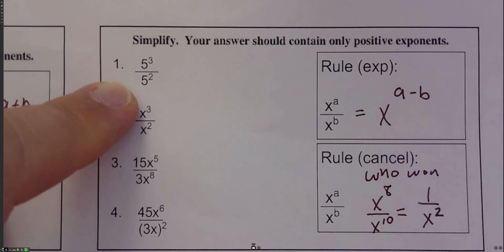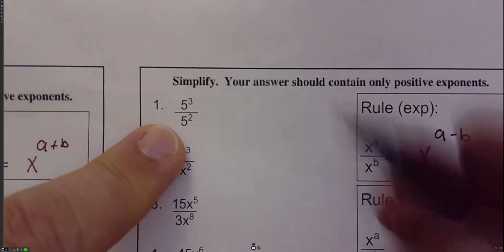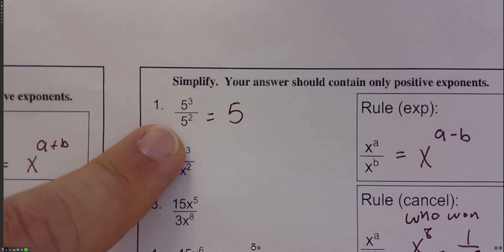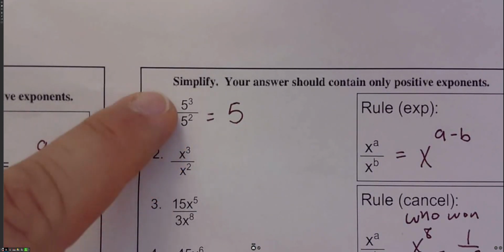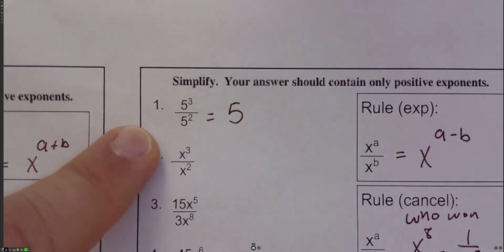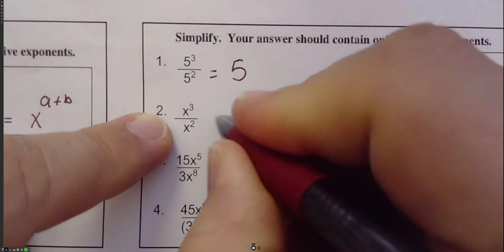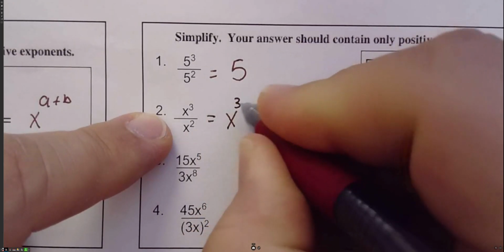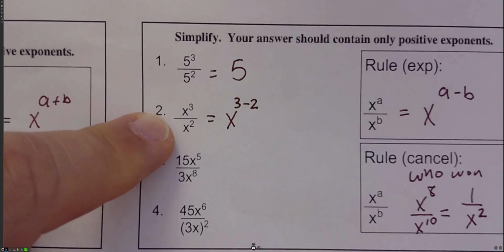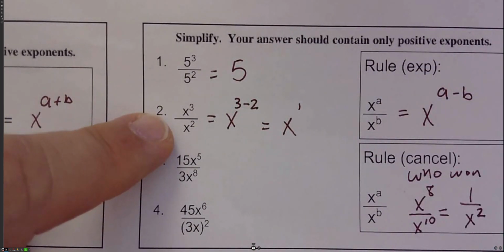So what happens if the top has more than the bottom? Let's talk about that right here. So who wins, top or bottom? Top. By how much? 1. So it's 5 to the 1. We don't put a 1 on that 5. We could have also said it's 3 minus 2, which is 1. And we should write this down, that it's 3 minus 2, which just equals x to the 1. You don't have to put that 1 there, but it's not wrong.